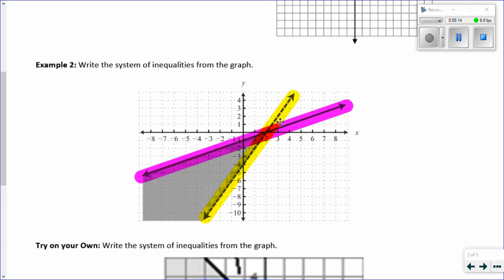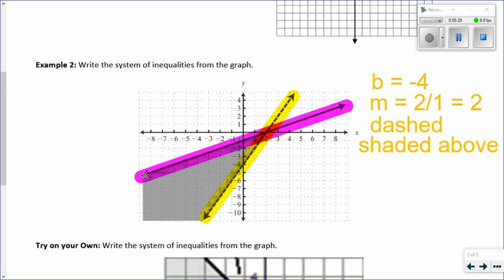So for the dotted one, I noticed it had a y-intercept of -4. It had a slope of 2 over 1, so I went up 2 over 1 to get my next point. So that means it has a slope of 2. I noticed it was dashed, and it was shaded above. That's this gray part. So they won't always shade everything. Sometimes on the graphs they'll only shade the double shaded part, but you can still tell if it's above or below the line.